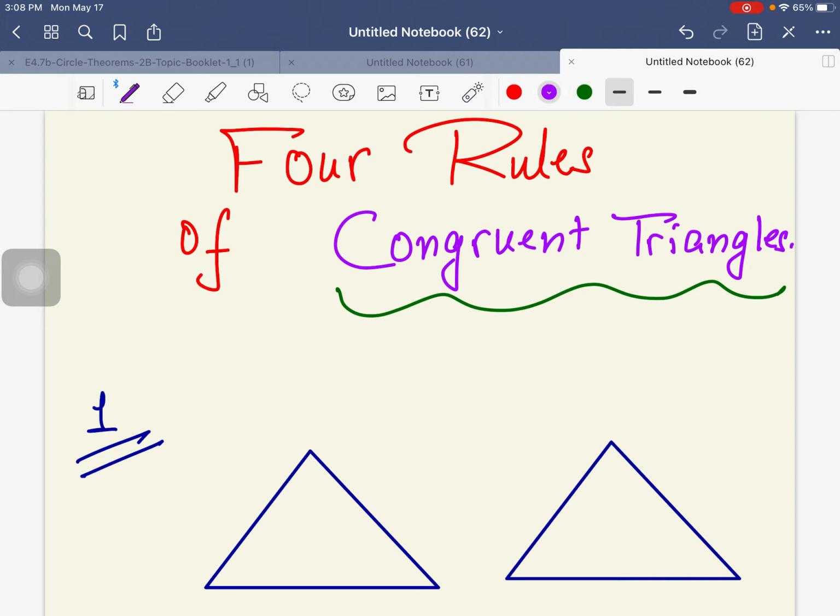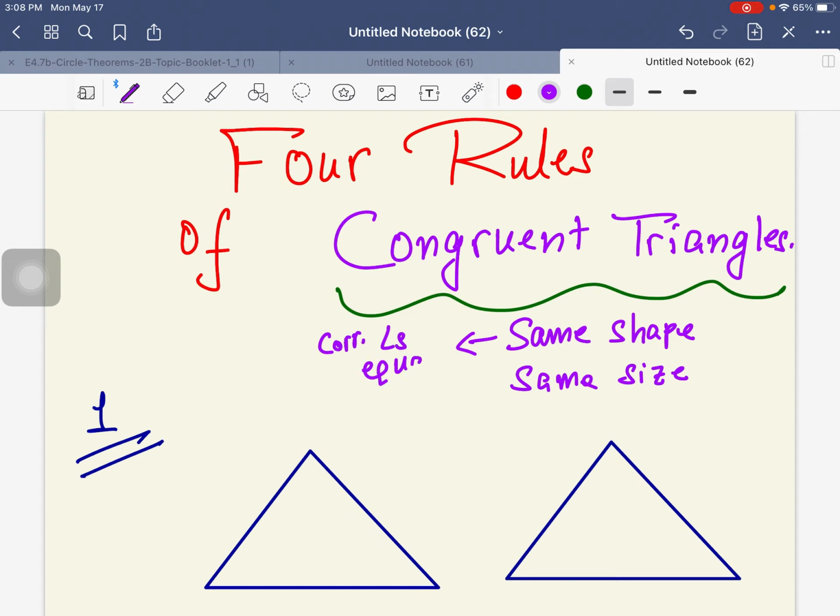First of all, congruent triangles means two triangles having same shape and same size. Same shape means they have all angles equal. It means corresponding angles are equal. Corresponding angles equal, that means same shape. Same size means they have corresponding sides also equal.